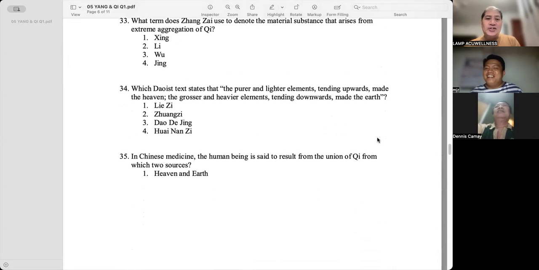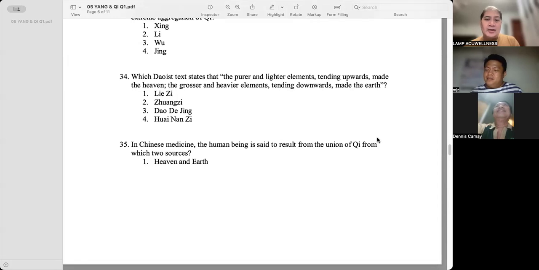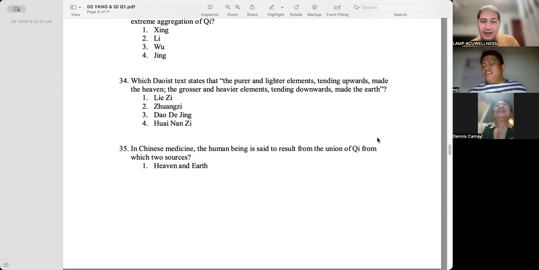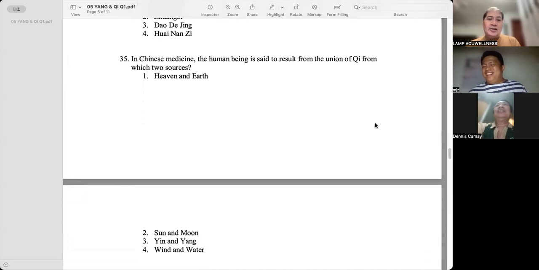Which Taoist text states that the purer and lighter elements tending upwards made the heaven, the grosser and heavier elements tending downwards made the earth? Lie Zi.